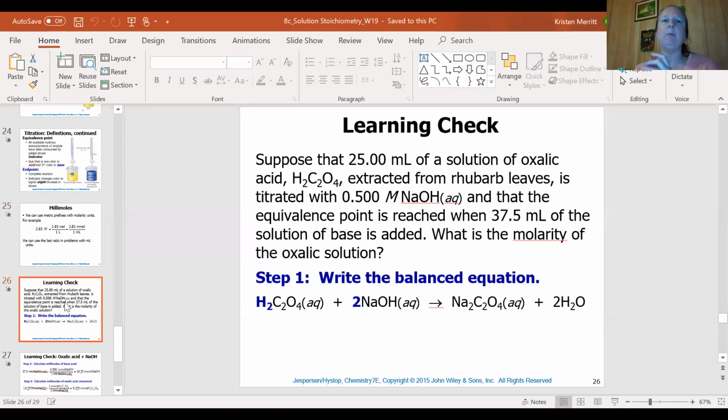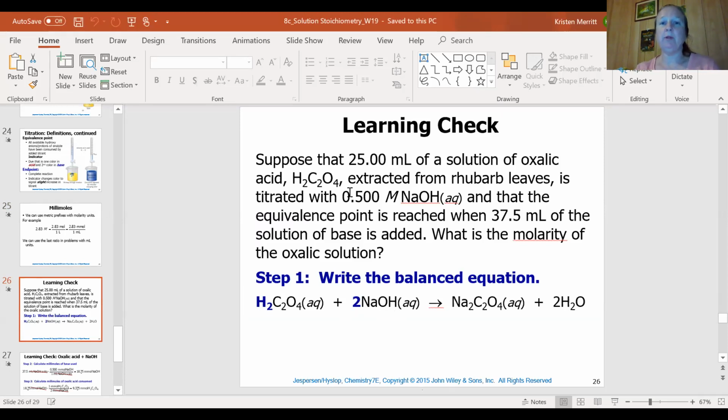So here's the example. This is a titration example. 25.00, and notice, don't forget your sig figs there, moles of oxalic acid. You have to know the formula because you have to write the equation. You have to have a balanced equation because you have to have the ratio of base to acid, or hydroxide to protons.